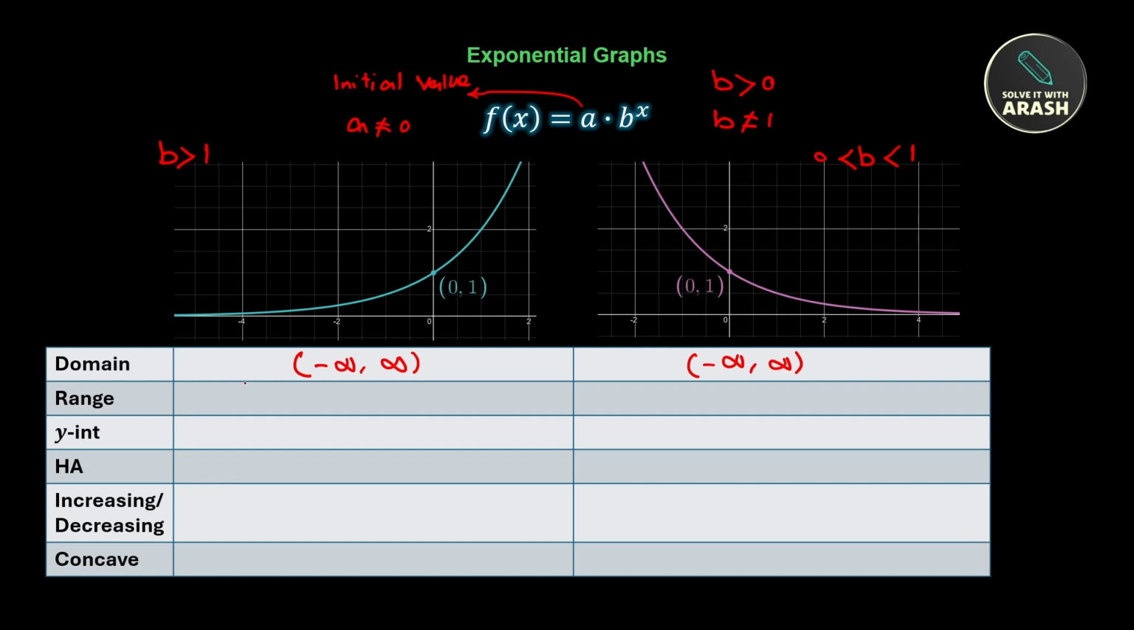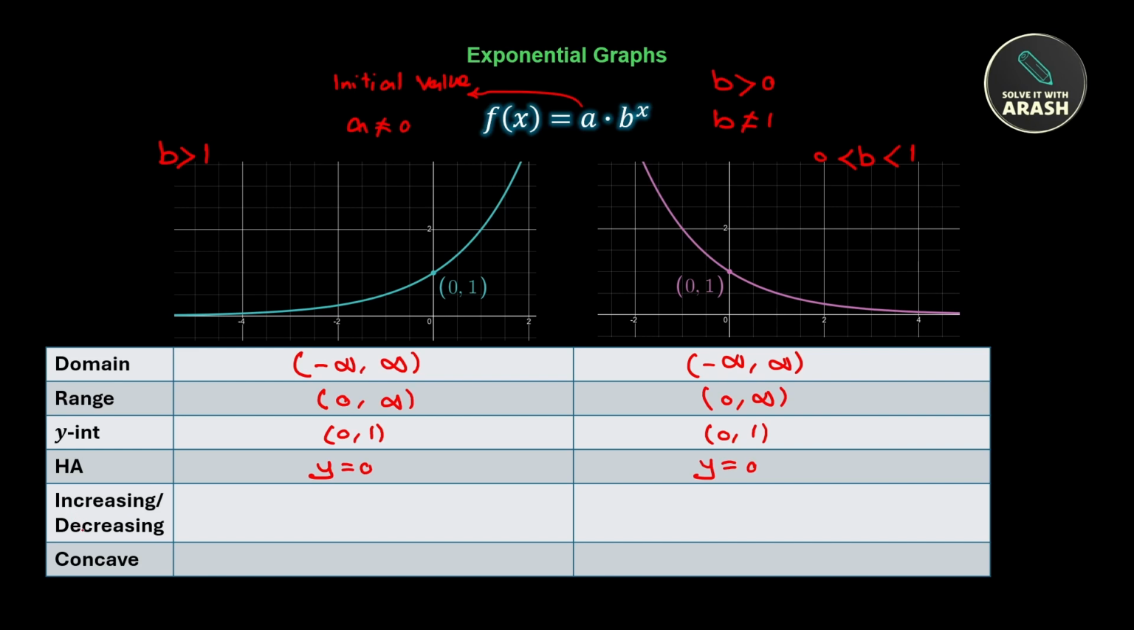For the range, however, you can see both functions are above the x-axis, where the x-axis is basically the horizontal asymptote, and the graph is not going to touch it. Therefore, I can write the range as (0, positive infinity), and that works for both of them. The y-intercept, as I mentioned, is at y equals 1, or (0, 1). The horizontal asymptote is y equals 0 for both.